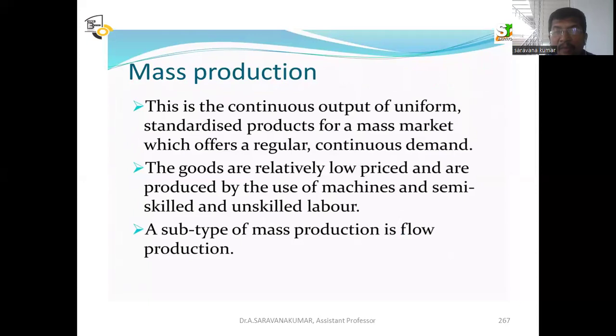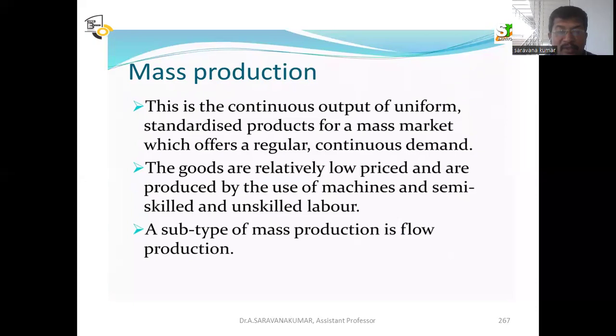Mass production. Mass, everyone knows, it's a huge process. This is the continuous output of uniform standardized products for a mass market, which offers a regular continuous demand. Every time they have demand for a particular product, we go for mass production. For example, in the case of Diwali, Pongal, or the like, Diwali means crackers and new clothes, new dresses. They will be produced more. So at the time of demand, we go for mass production. The goods are relatively low priced and are produced by the use of machines and semi-skilled and unskilled labor.